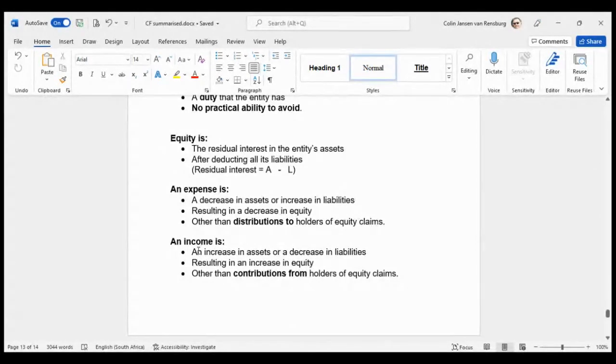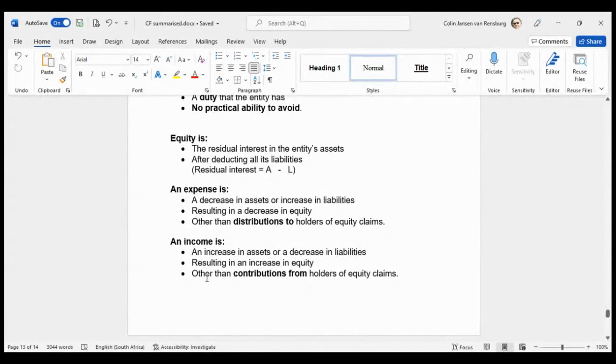So an income is an increase in assets or a decrease in liabilities. And that little word there, or, is quite important. It is not and, right? So it can either be an increase in assets or a decrease in liabilities. Going to come back to that in a moment, resulting in an increase in equity. In other words, this equity, your residual interest, will therefore increase, right? So that once again means either your assets must increase or your liabilities must decrease.